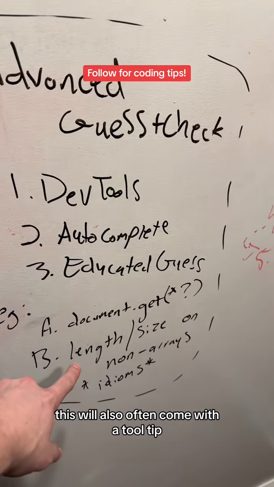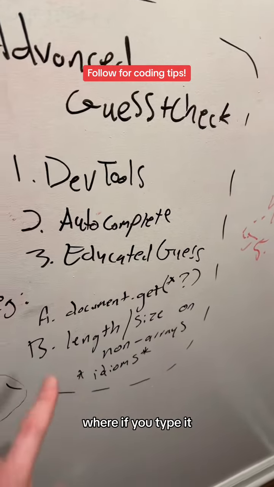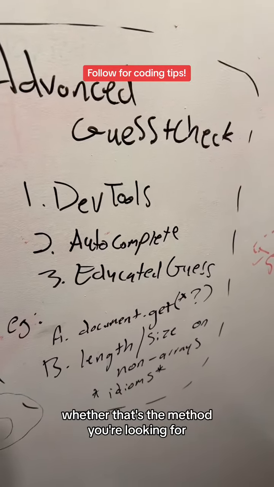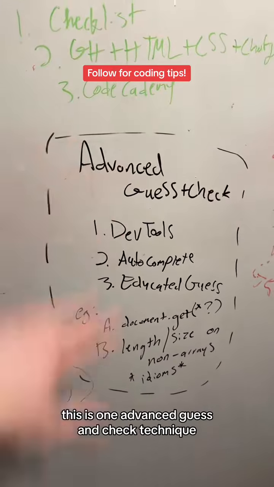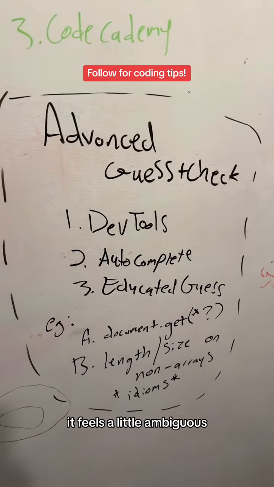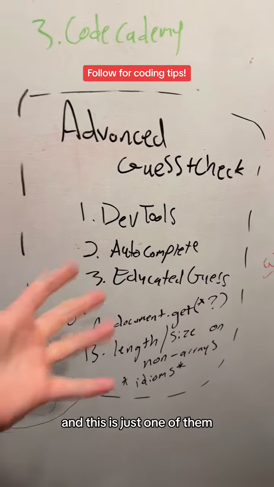This will also often come with a tooltip where if you type it, you can hover your mouse over the method name and your IDE might give you some additional context to confirm whether that's the method you're looking for. Hope this helps. This is one advanced guess and check technique. Just to give you a little more feel for when we say guess and check, it feels a little ambiguous. There's actually a lot of particular ways to apply that, and this is just one of them.